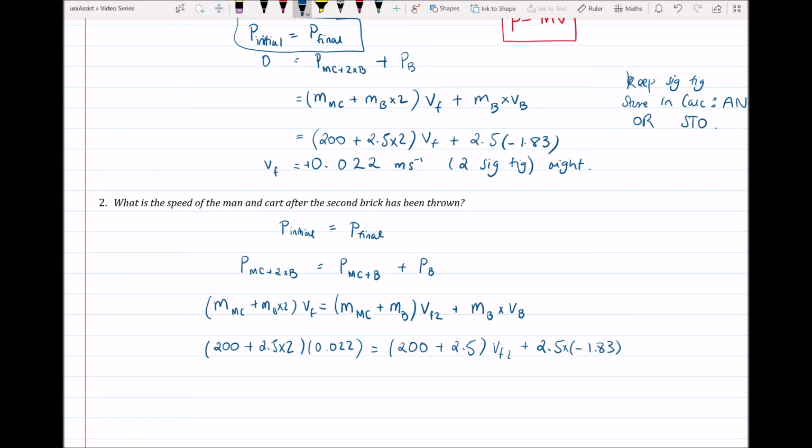3. And now we're solving for our VF2, so our final velocity, and that is equal to 0.045 meters per second in the positive direction, so it's moving to the right. And that's it for this question.